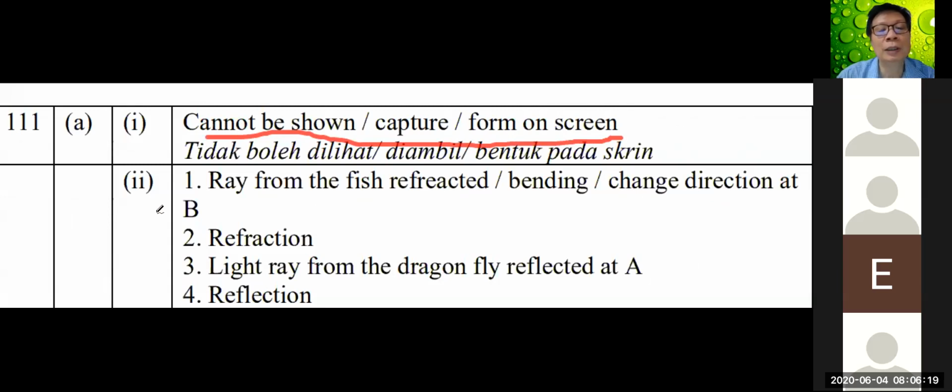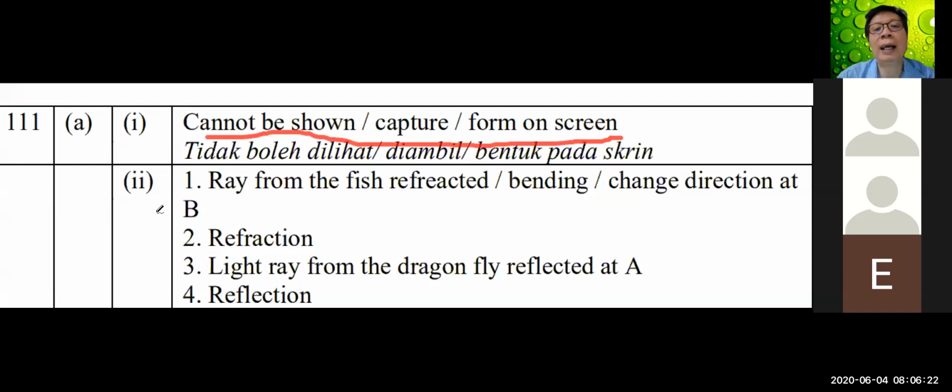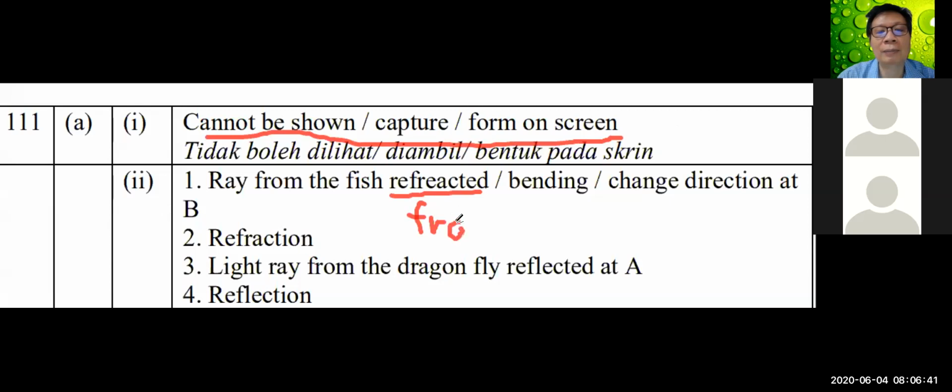Okay, number two, we are going to explain how the image is formed. First, you say the ray from the fish refracted. This spelling is wrong. I find it very hard to write here. Refracted, R-E, F-R-A-C-T-E-D. Okay, this spelling changes.